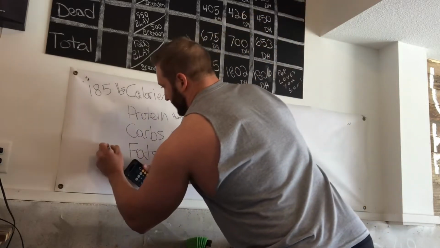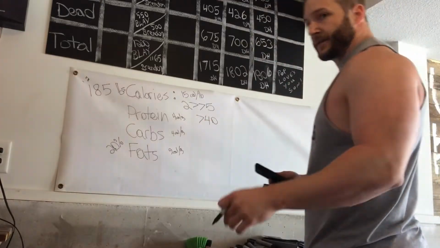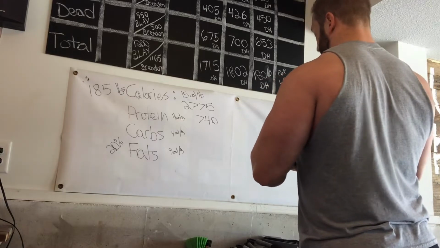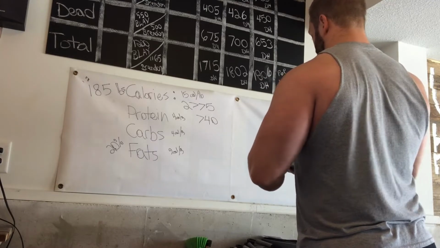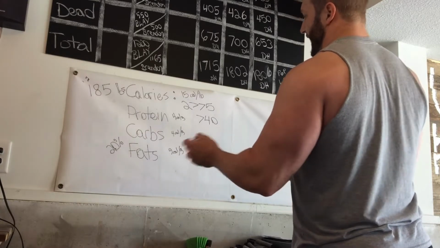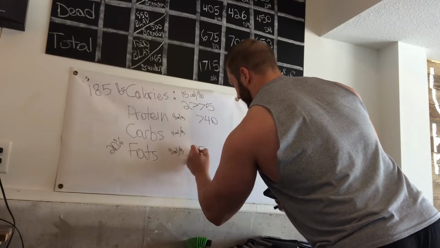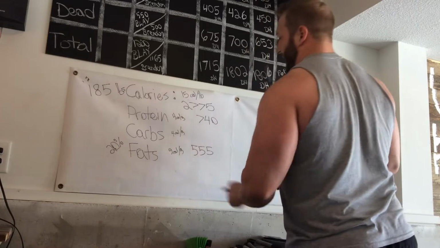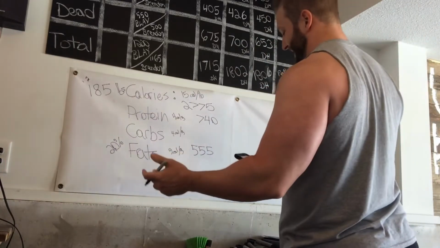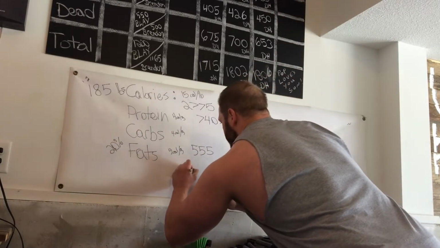Fats, this is going to be about 20%. So we're doing a little bit of math here. We're training your brain here. We're going to take our total calories, 2,775. We're going to take this times 0.2. That gives us 555 calories of fat. Now if I take this and divide this by 9, which is our calories per gram, that gives me 61 grams.